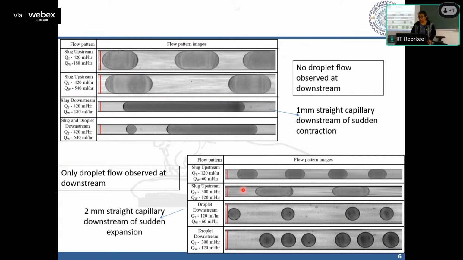What will be the reverse observation when the 1 mm tube is followed by 2 mm? That is, a sudden expansion of the flow path. Here we observe that droplet flow in the 2 mm tube is dominating. When the 1 mm tube has, let's say, slugs, their diameter suddenly increases, so these slugs form well-defined droplets in the downstream.